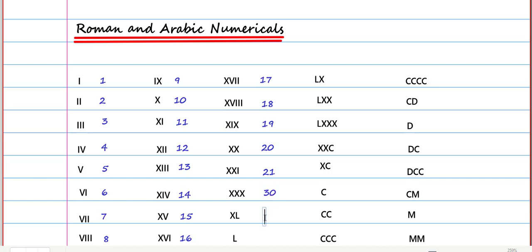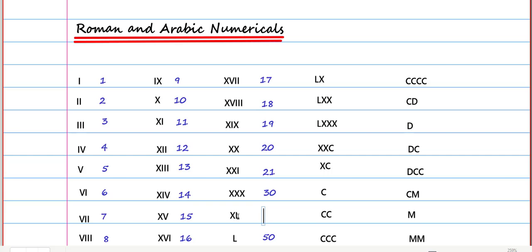Now here is the important point. Before writing this one, we need to know about the L. What does L mean? L means 50. Okay. So what is this number going to be?